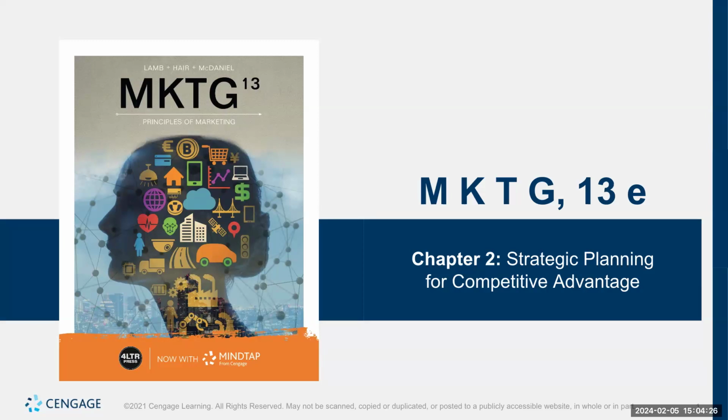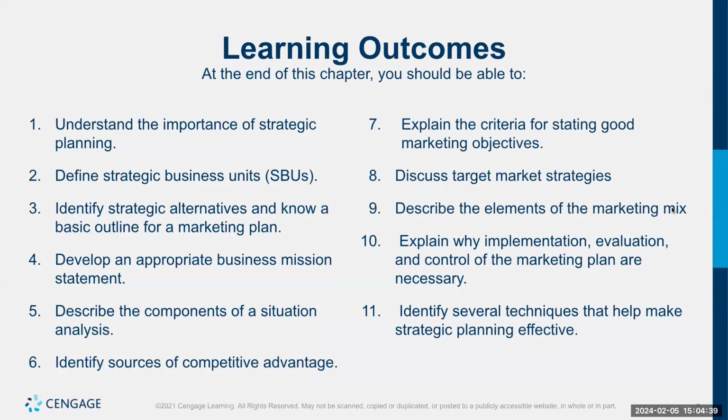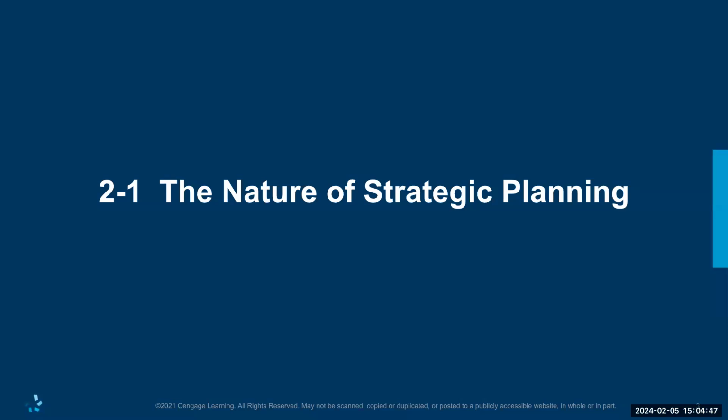This is the Chapter 2 lecture all together. So this is for Monday and for Wednesday. This is all of it in its totality. We're going to go through strategic planning for competitive advantages, is what we're looking at today. These are all the learning outcomes for the chapter, which you can freely browse through on your own time.